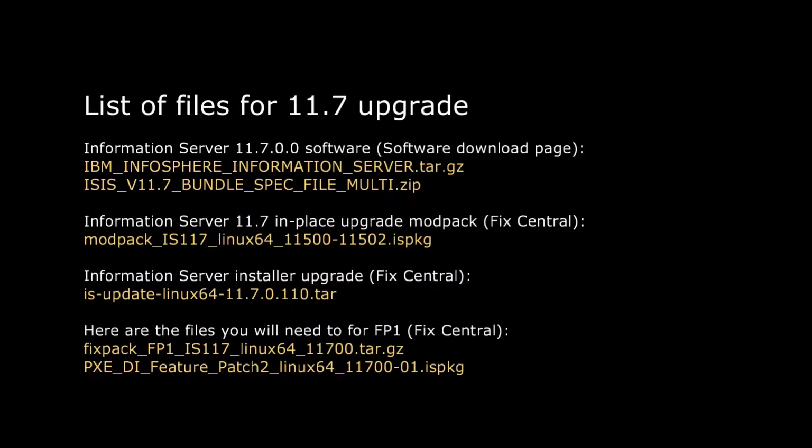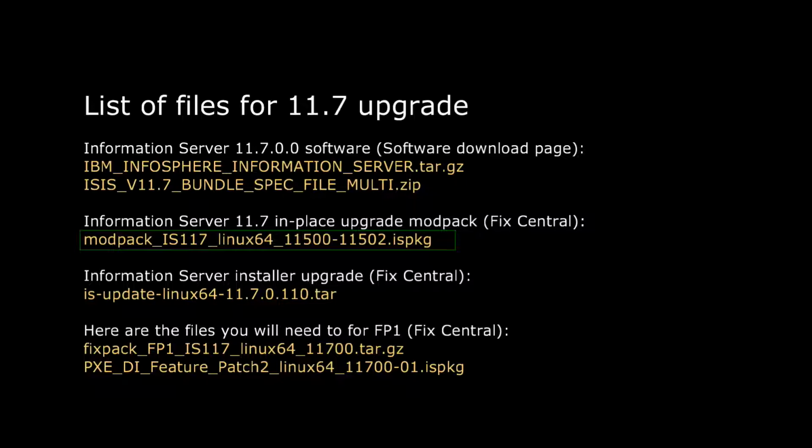First two are the 11.7 software installation files. This is the set of files you need to do a complete software installation from scratch. The upgrade process also uses these files, maybe in a slightly different way, but you do need them even when you're doing the upgrade. The next one, which is the modpack IS 117_Linux 64 package, is the actual upgrade file set, and that's the package that you're going to use with the installer to upgrade from 11.5 to 11.7.